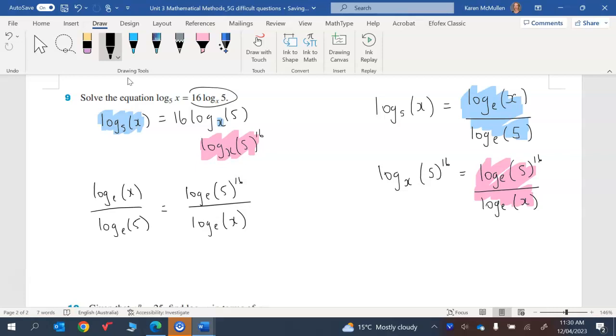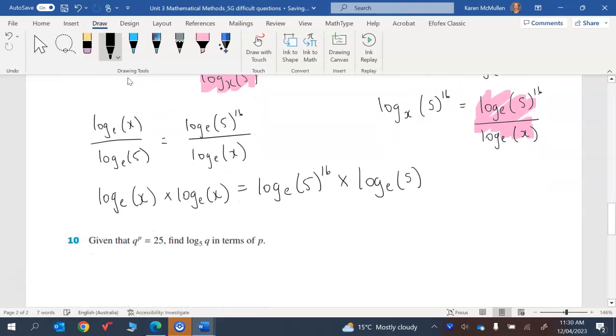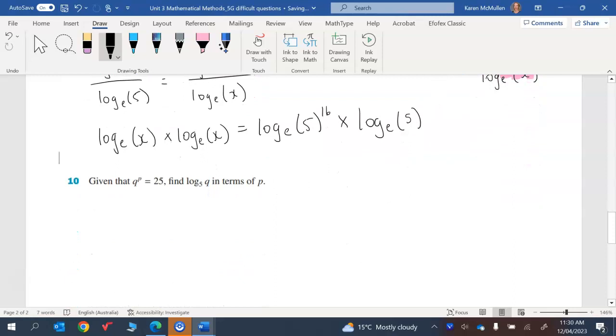So we can start looking at changing this equation. I'm going to cross multiply. We're going to multiply both sides by log base e of x, and then multiply both sides by log base e of 5. This question 10 is going to be in the way, so if I can just move you down a little bit.